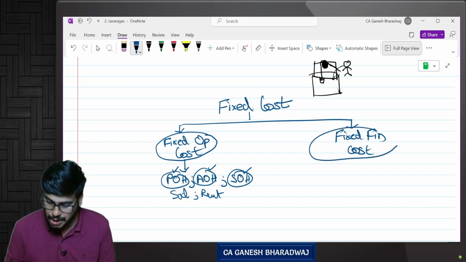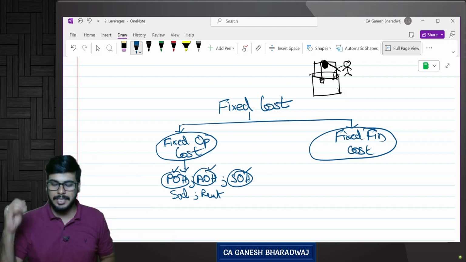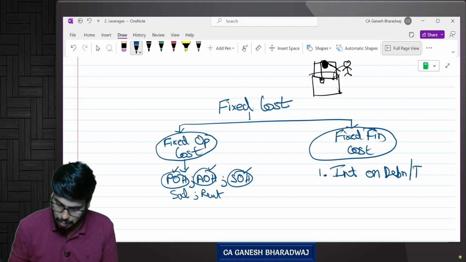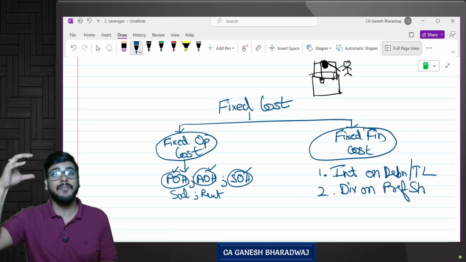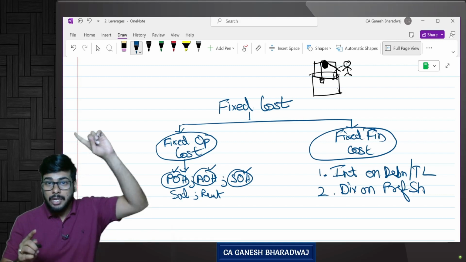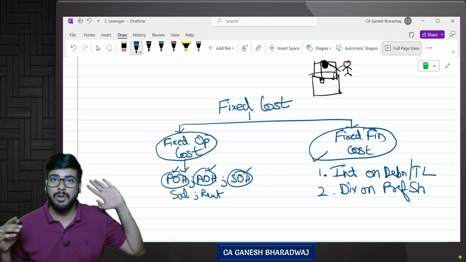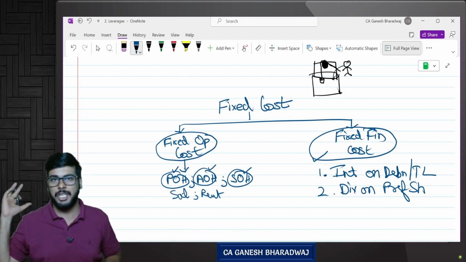So, fixed financial cost means what? The fixed costs that are associated with the fundraising activity, associated with your sources of finance, are called fixed financial cost. What is it, sir? The first one is interest on debentures or term loans, and the second one is dividend on preference shares. These two are the fixed financial cost. And remember, in costing, any financial cost is not at all considered for the purpose of arriving at the profit. Are you clear with this? Whereas all these finance-related costs are considered only in this subject called financial management. Are you clear with this?